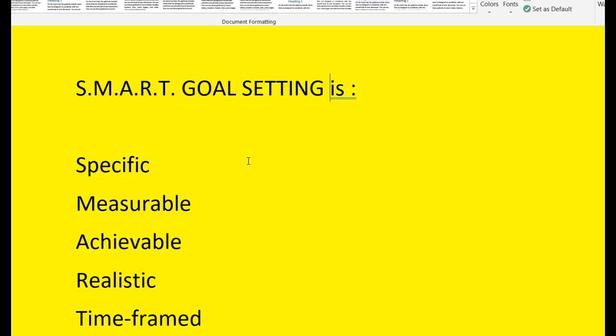Again, this is used quite a bit in the field of sales, and these parameters really do seem to be effective. So let's go over them.